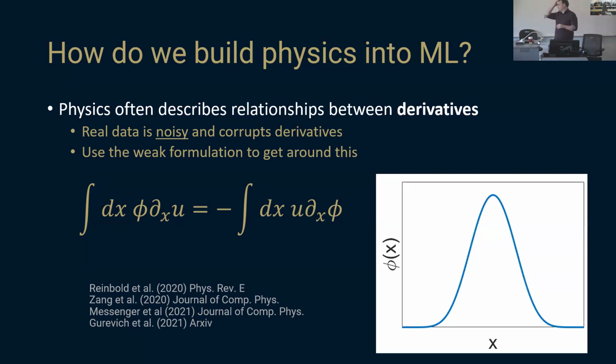Oh, one of them, the Zhang et al., is solving high dimensional PDEs. So solving the Laplace equation in 20 dimensions and using the weak formulation to do this with neural networks. It's a very interesting paper. Any questions on the weak form?